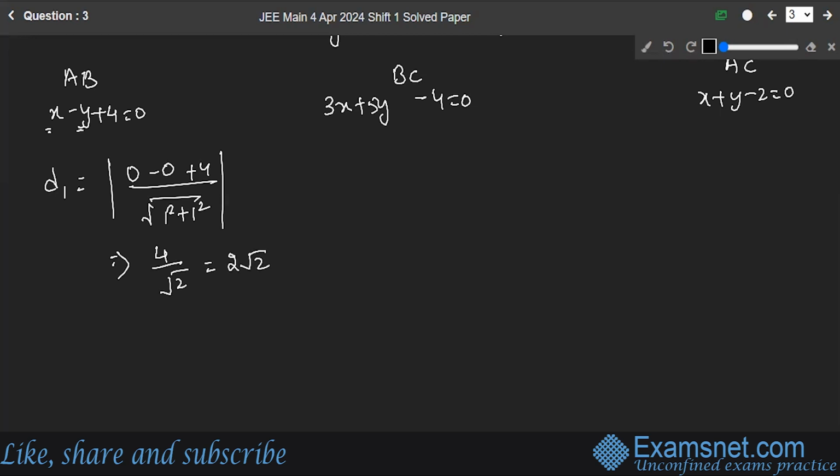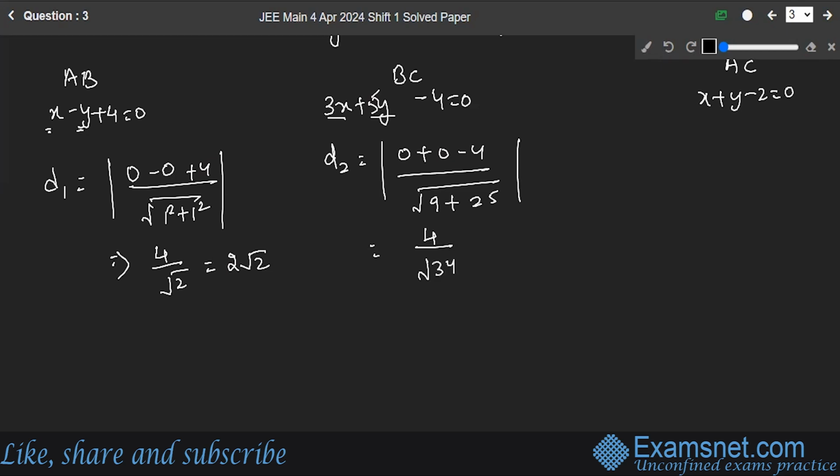Similarly, for BC, it will be given by, let's say this is equal to D2, so this will be 0 plus 0 minus 4 divided by root of 3 square, which is 9, plus 5 square, which is 25, right? So this is going to give me 4 upon root of 34. And D3, this distance, this is again 0 into 1 plus 0 into 1 minus 2 divided by root of this. So this is equal to root 2. I got the three distances.